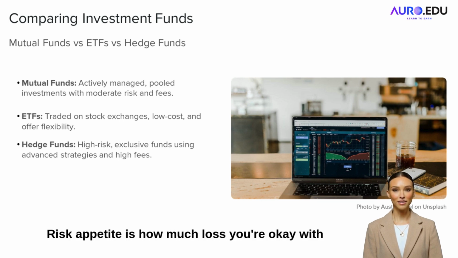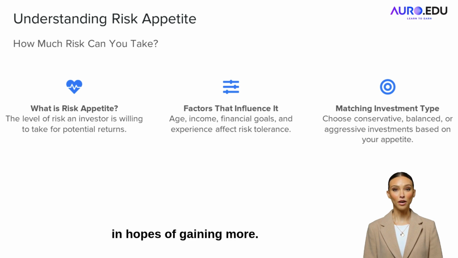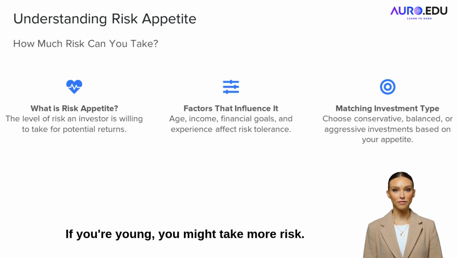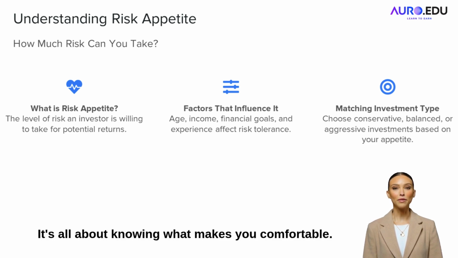Understanding risk appetite. Risk appetite is how much loss you're okay with in hopes of gaining more. Some people are okay with big ups and downs, others are not. Your age, goals, and savings affect this. If you're young, you might take more risk. It's all about knowing what makes you comfortable.